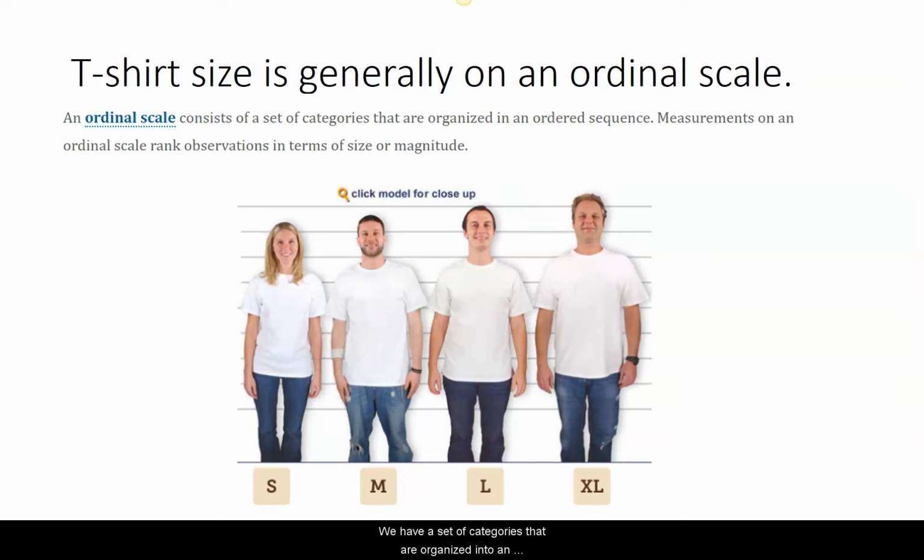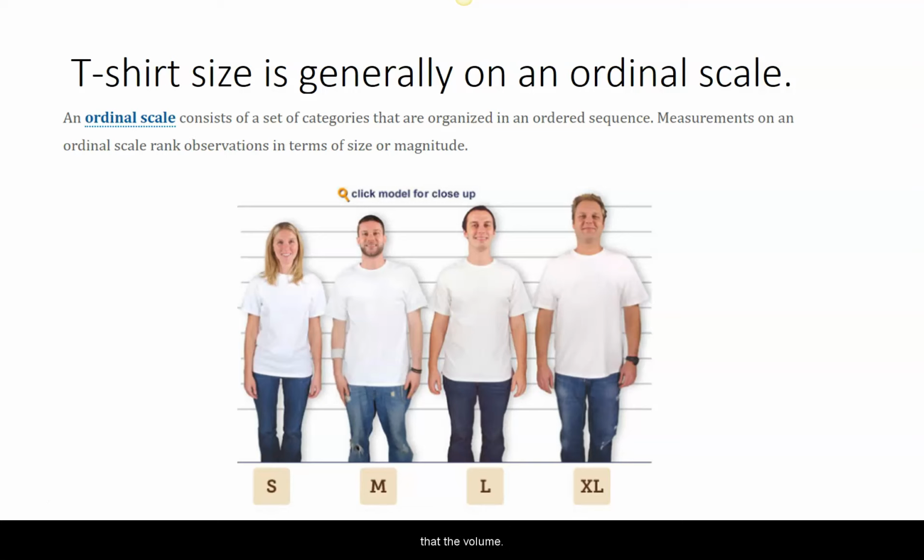We have a set of categories that are organized into an ordered sequence, and the measurements on an ordinal scale rank observations, but you cannot see the difference between them. For instance, can I tell the difference between an XL t-shirt and a large? There's no suggestion there about volume.